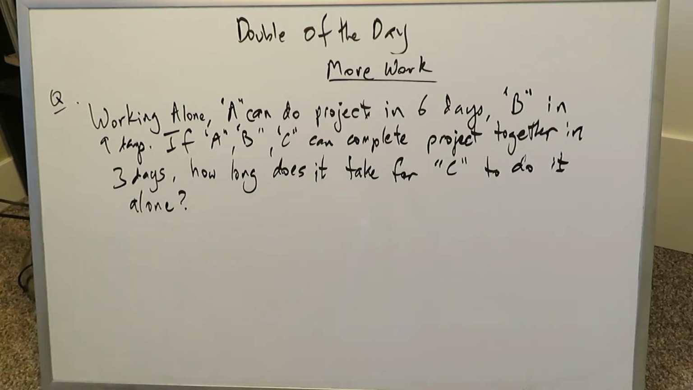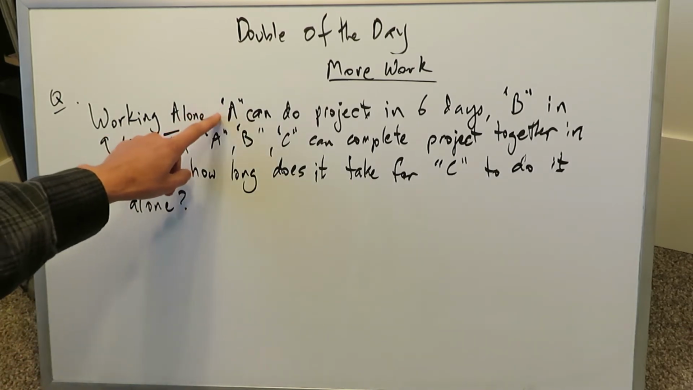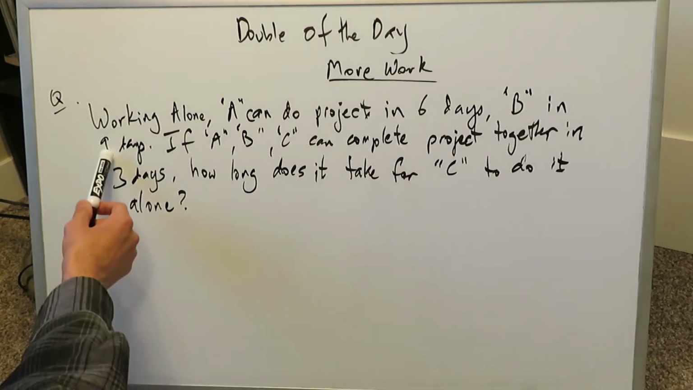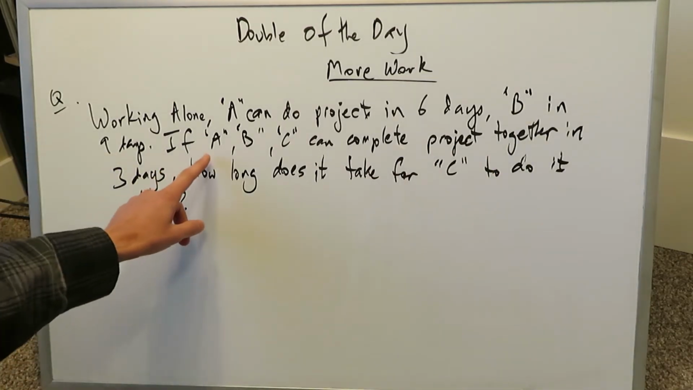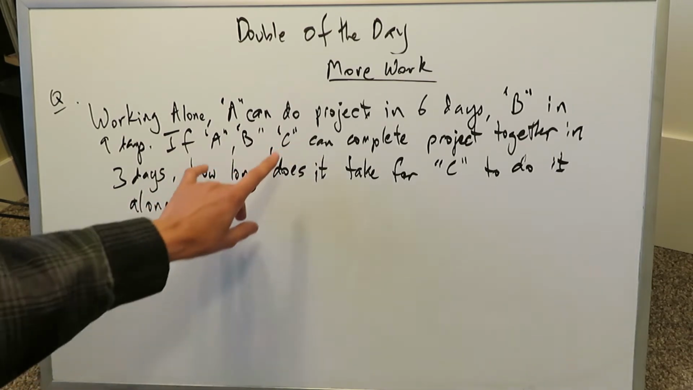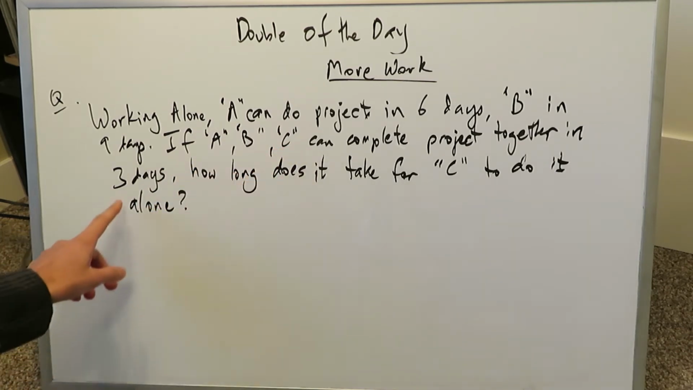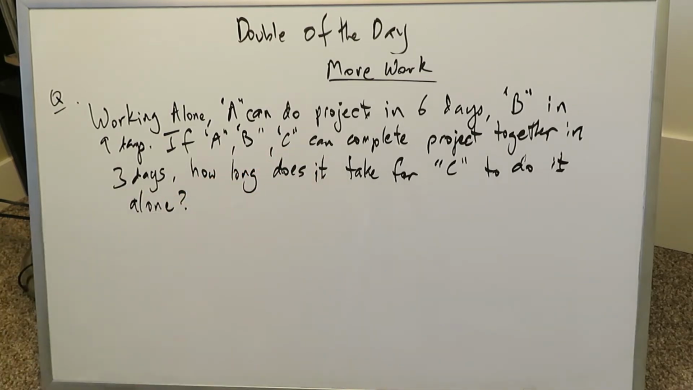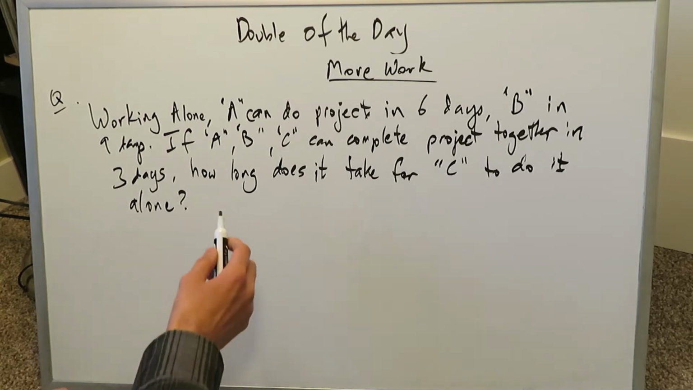Our question number 1 is this: working alone, person or object A can do a project in 6 days. Working alone, B can do it in 9 days. If A, B, and C can complete the project together in 3 days, that is, you have 3 entities working together to complete it in 3 days, how long would it take for C, working alone, to do that same project? It's not too hard.